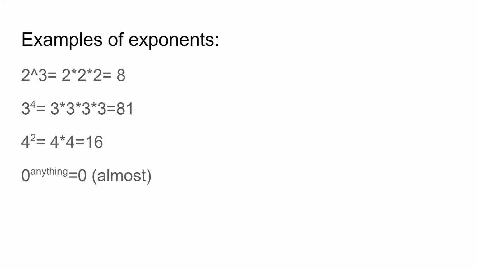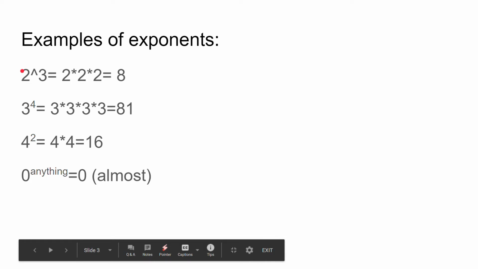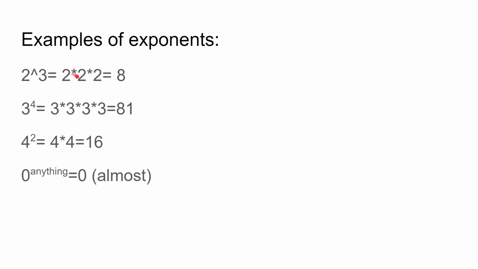Now let's see some examples of exponents. 2 to the third is 2 times 2 times 2, 2 times itself 3 times, and that is equal to 8. 3 to the fourth is equal to 3 times itself 4 times, so 3 times 3 times 3 times 3, which is 81. 4 to the 2 is equal to 4 times 4, which is 16. And 0 to any positive integer is equal to 0.